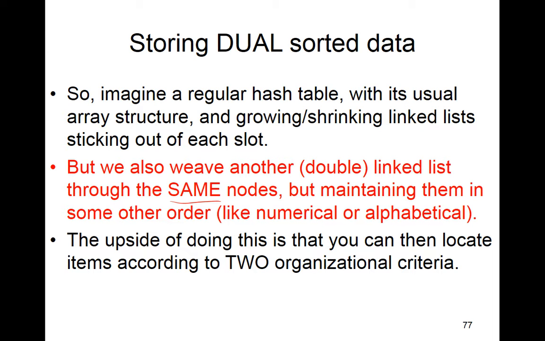Now I'm not going to be able to hash by name, but I would still at least know that I have a way of getting to the nodes in alphabetical order, which means at the very least I could do some more efficient searching if I know that they're in some sort of order.